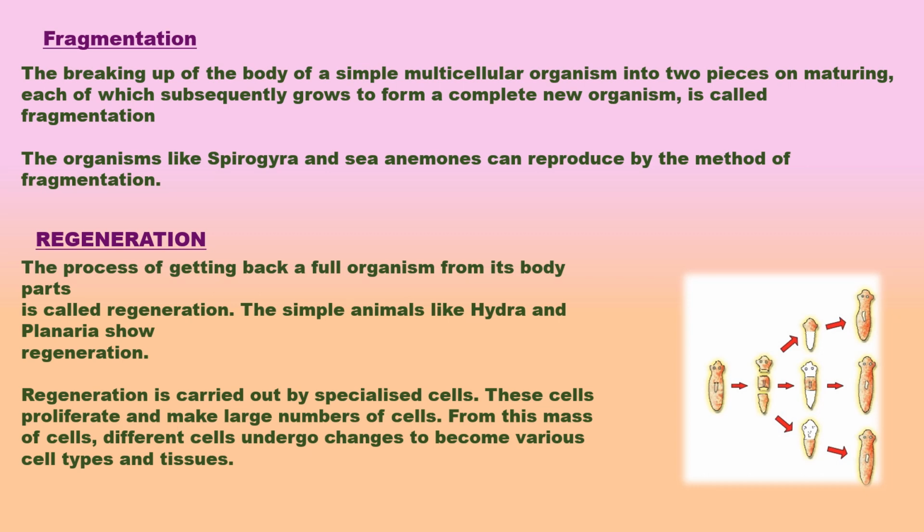Fragmentation is an asexual method of reproduction. The reproduction by fragmentation method can occur in simple multicellular plants as well as animals. The organisms like Spirogyra and sea anemones can reproduce by the method of fragmentation. The main difference between fission and fragmentation is that in fission, a unicellular organism breaks up to form two or more daughter organisms, whereas in fragmentation, a multicellular organism breaks up to form two or more daughter organisms.